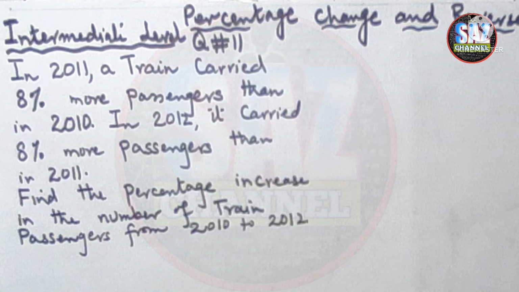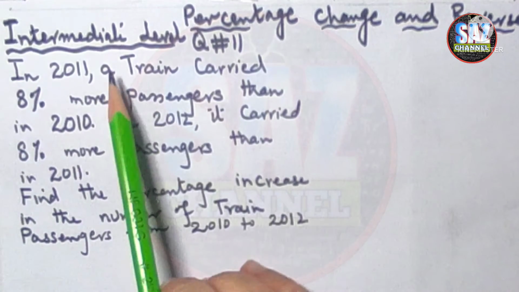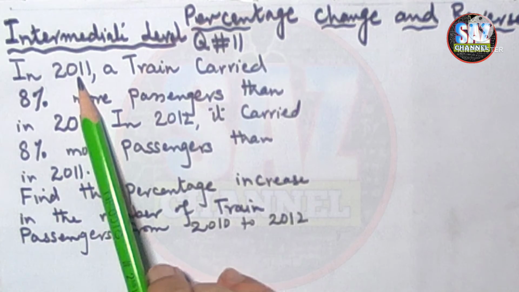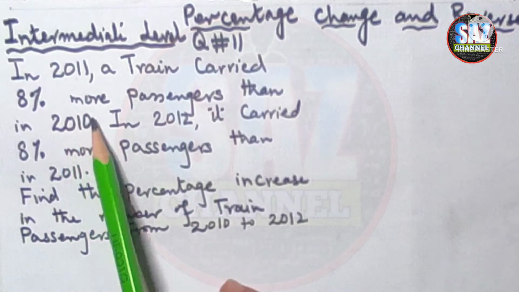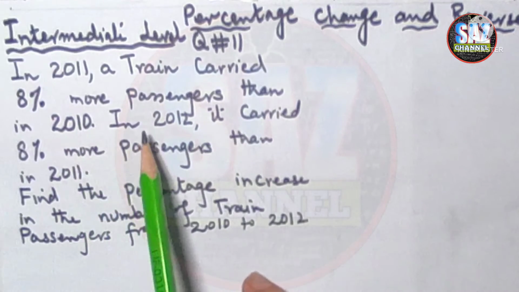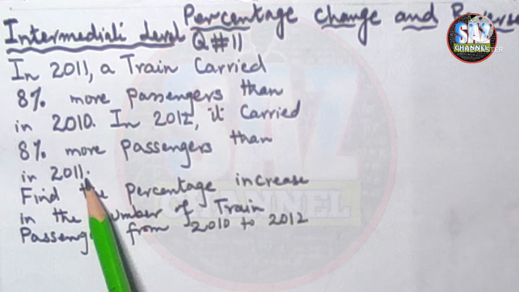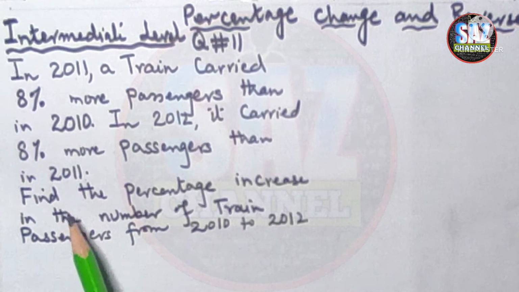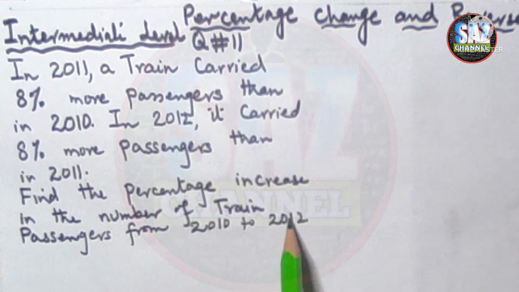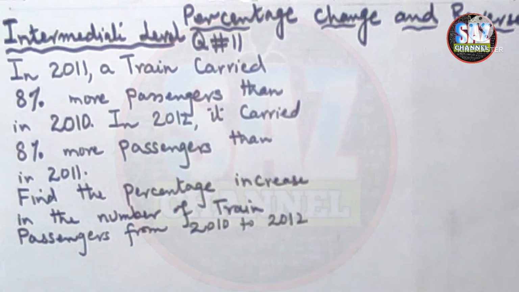Moving to question number 11, and as the question is long, I will be reading the question from the book. Question 11 says, in 2011 a train carried 8% more passengers than in 2010. In 2012 it carried 8% more passengers than in 2011. Find the percentage increase in the number of train passengers from 2010 to 2012. Okay, let's read and understand the question once again.